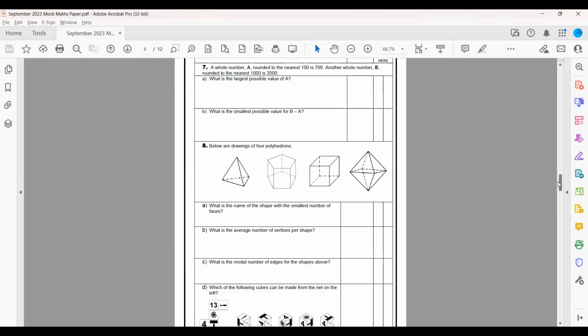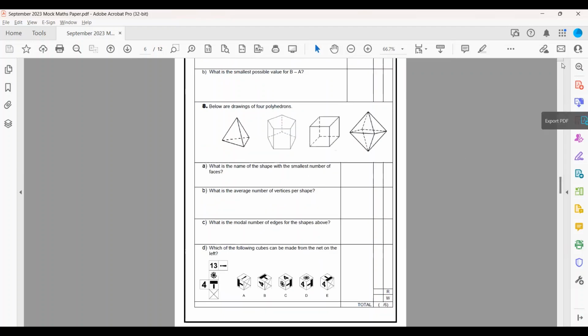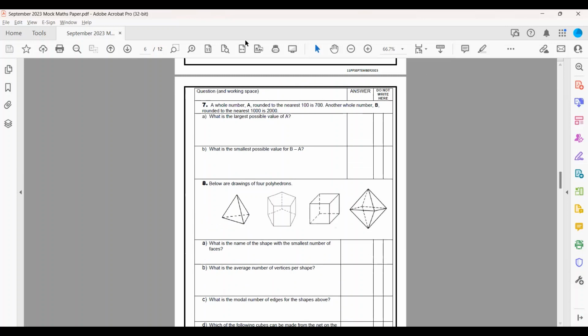So I would always recommend when you're dealing with boundaries, you do the work at the front of the question so that you've got all the information there and you just need to use it. So A, rounded to the nearest 100 is 700. So the smallest number that could have been rounded up is 50 less, would be 650, because remember we start to round 5 and above. And the largest number that could be rounded down would be 749, and that would give us a gap of 99 between our largest and smallest.